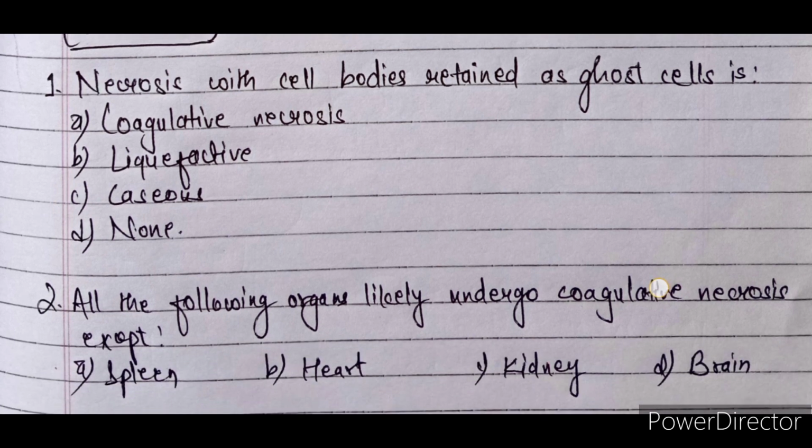So now let us see question number 2. All the following organs likely undergo coagulative necrosis except A. Spleen. B. Heart. C. Kidney. D. Brain. So comment down your answer in the comment section.